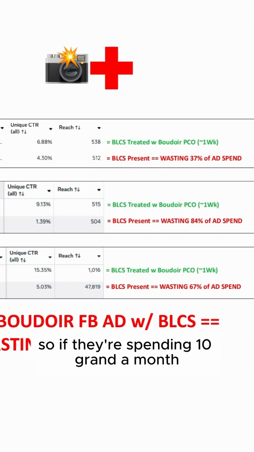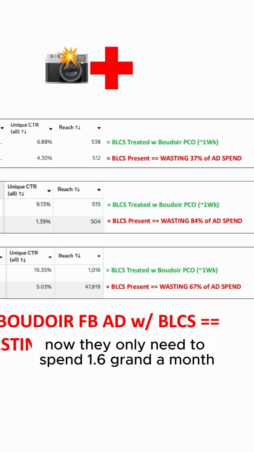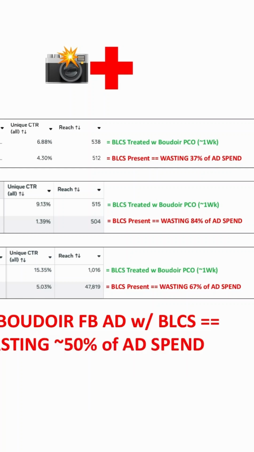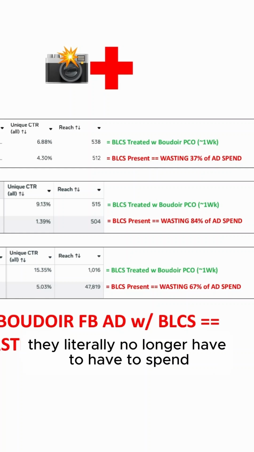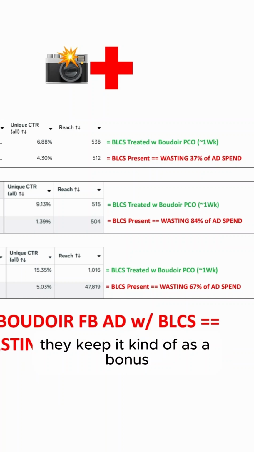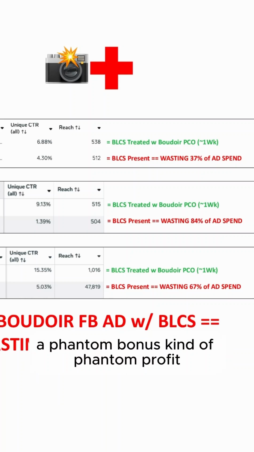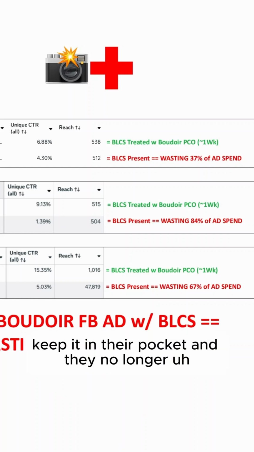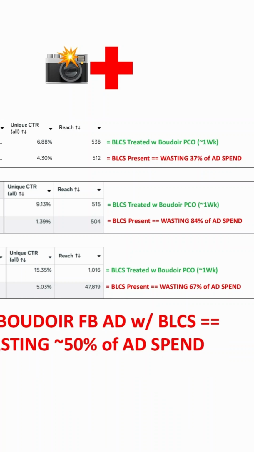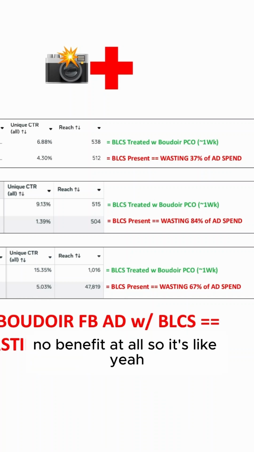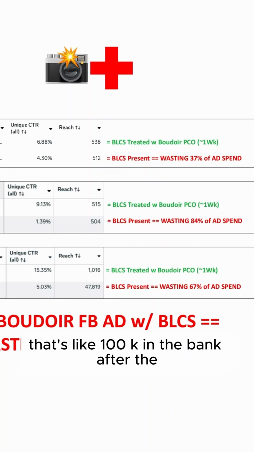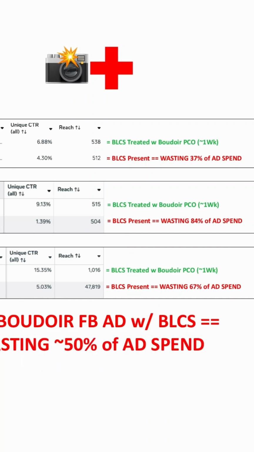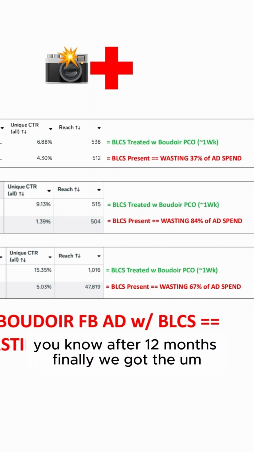So if they're spending 10 grand a month on the original Boudoir Facebook ad, now they only need to spend 1.6 grand a month on the Boudoir Pico treated ad to get into the same number of women's brains. So $8,400 a month, they literally no longer have to spend. They keep it as a bonus, a phantom bonus, kind of phantom profit. Keep it in their pocket, and they no longer hand it over to the Zuck for no benefit at all. So it's like $8,400 a month. That's like 100K in the bank after 12 months.